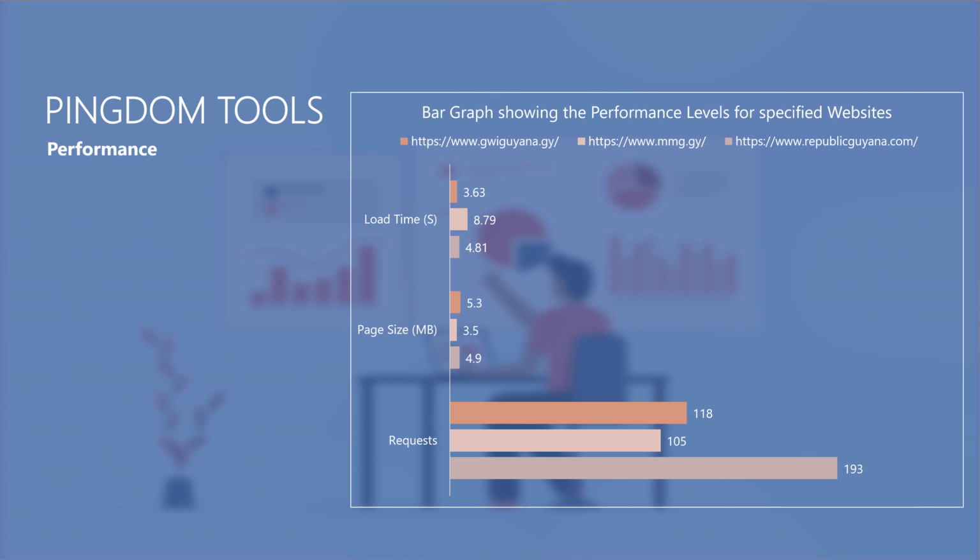Looking at the bar graph, we can see how the performance levels vary between the websites and how the PINGDOM Tools tool can aid in identifying not only this difference but the specifics for a user's product. In this case of the experiment, we can see that the GWI Guyana website was faster in not only the load time but also had the highest page size in megabytes. It also performed satisfactorily in the requests.